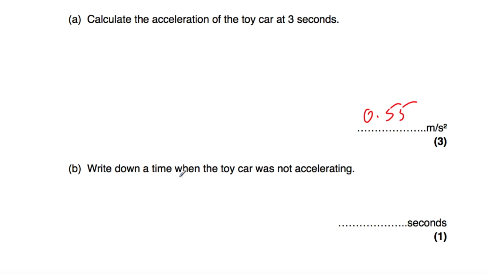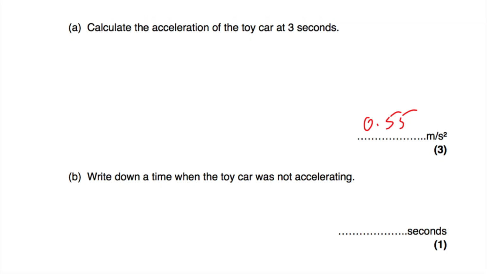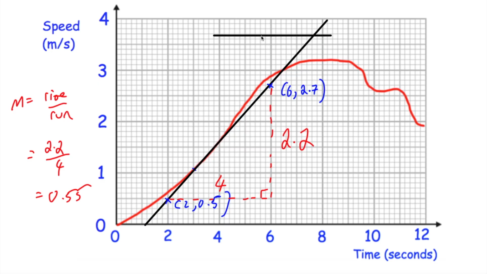Part B says write down the time when the toy car was not accelerating. So whenever it's not accelerating will be whenever the gradient is equal to 0. So in other words, if we go back up to this curve, when is the curve flat? So when would the tangent have a gradient of 0? So let's go up. And then I'll take my ruler and find where on the curve I think that the gradient is equal to 0. In other words, when is it flat?